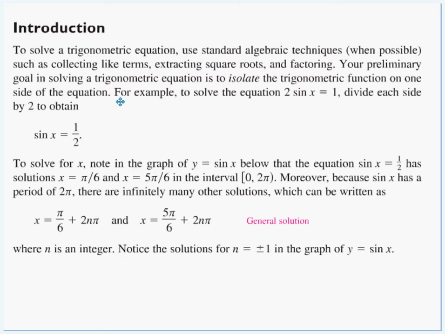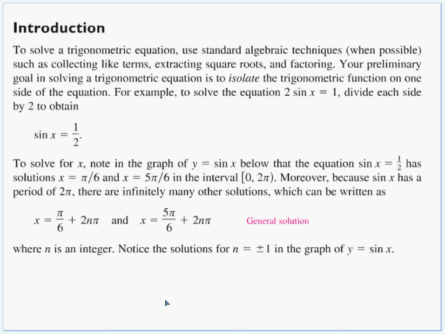of the equation. For example, this equation 2 sine x is equal to 1. Divide by 2 and we obtain sine of x is equal to a half. To solve for x, note that the graph of y equals sine x below shows that the equation sine of x equal to a half has solutions at pi over 6 and 5 pi over 6.